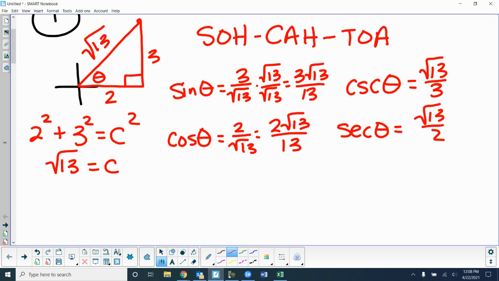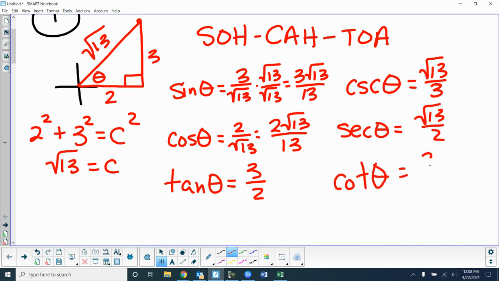And then tangent, TOA, opposite 3. Remember our reference angle is always theta. Opposite 3 over adjacent 2. And then cotangent, reciprocal, 2 over 3. There's the 6 trig functions for number 1.